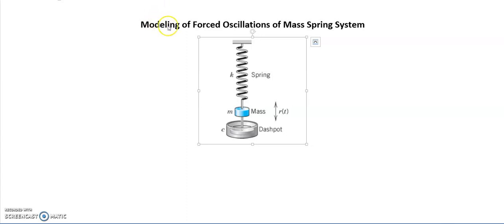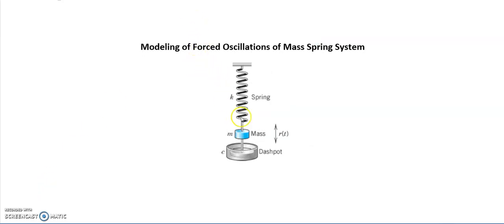Okay, so modeling of forced oscillations of mass spring system. This is the topic which comes after the modeling of free oscillations. In the case of forced oscillations, there is an external force on the mass.